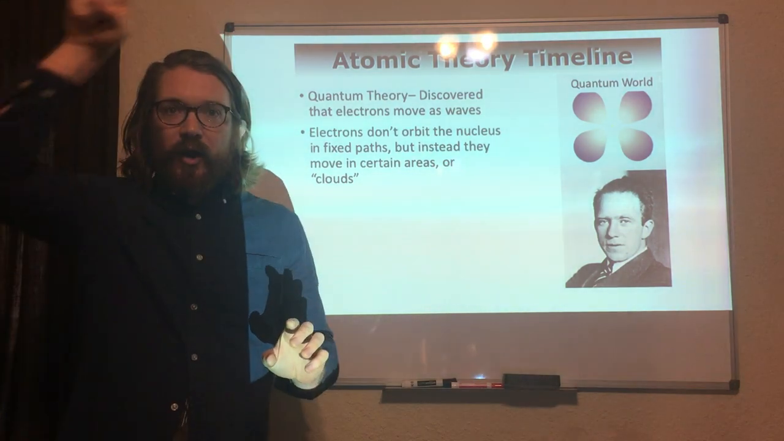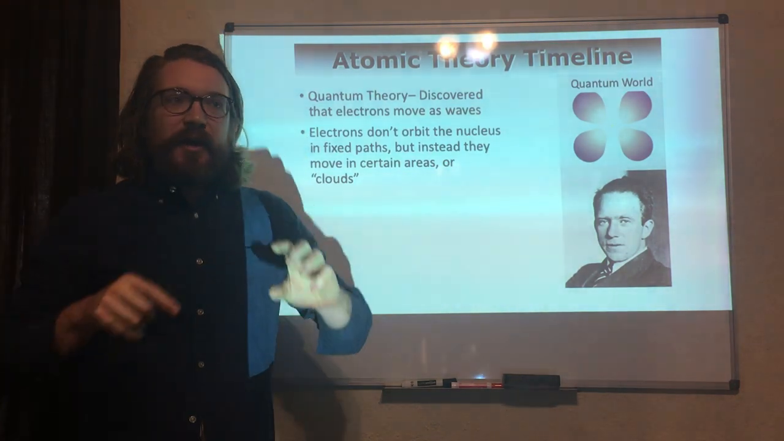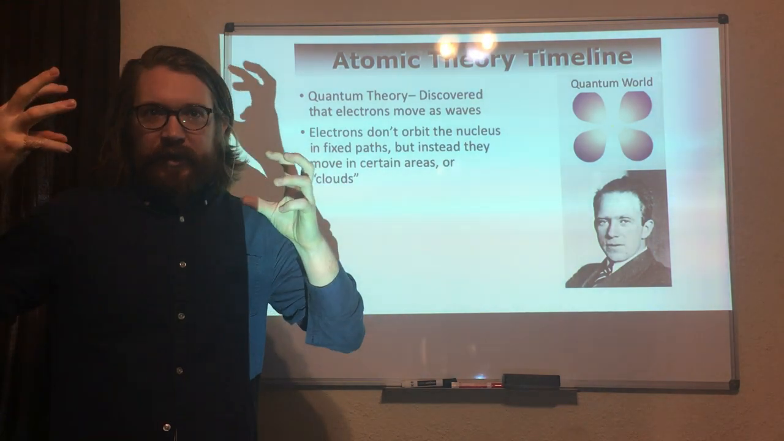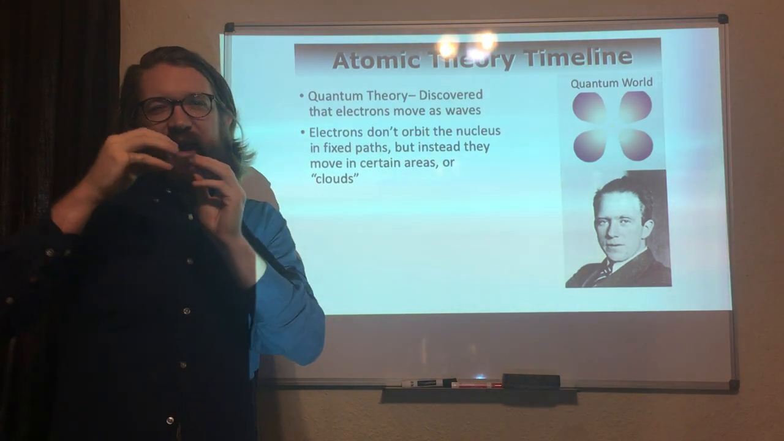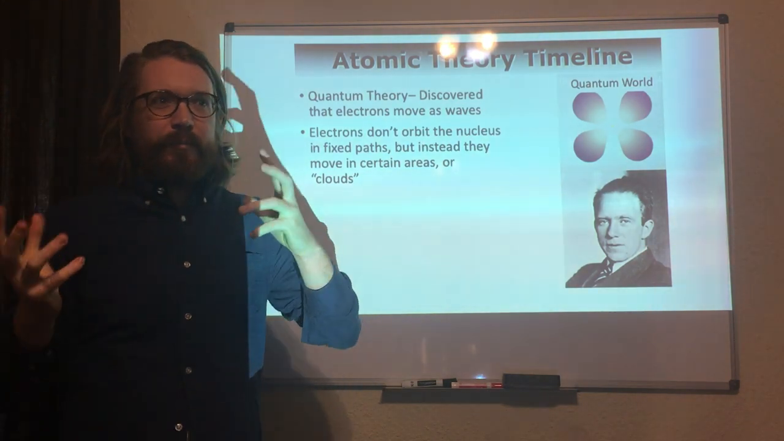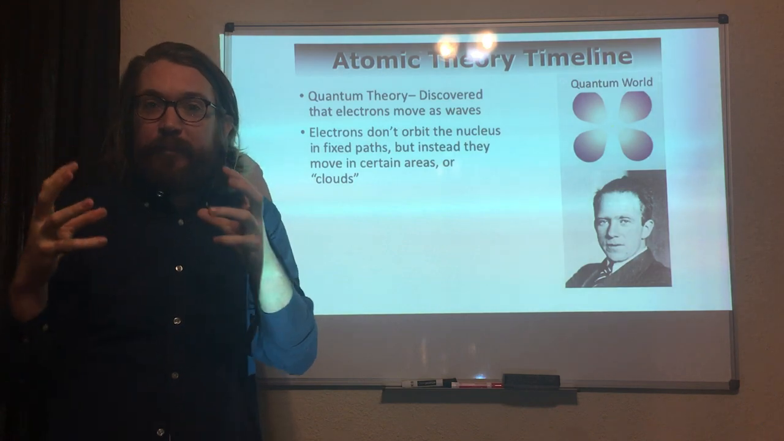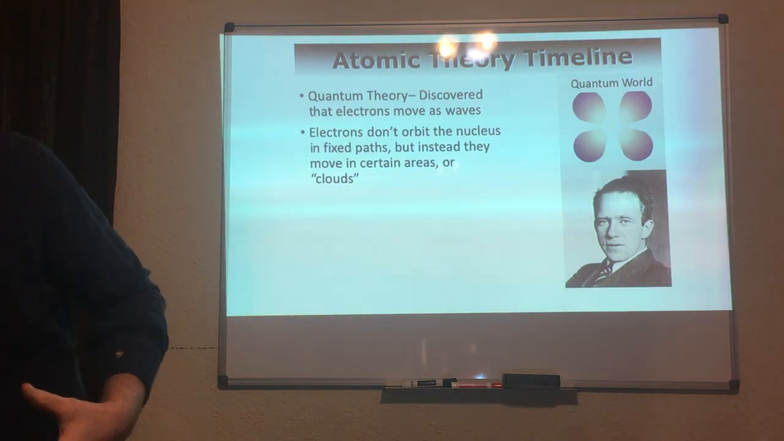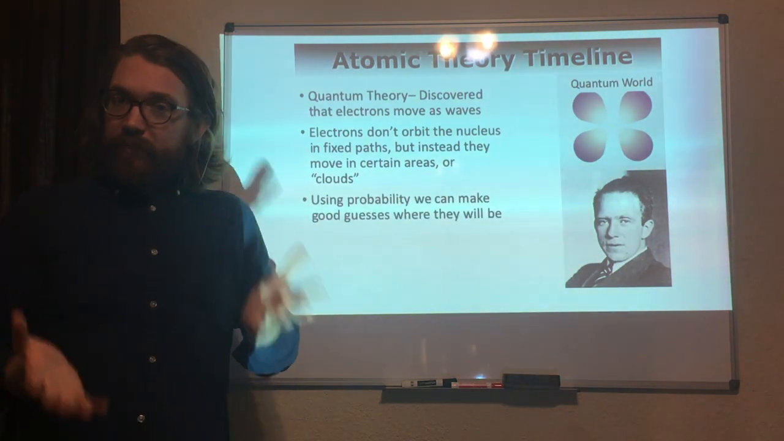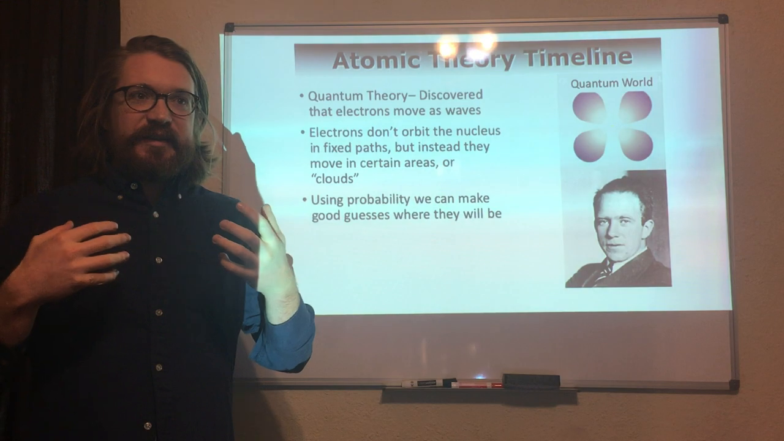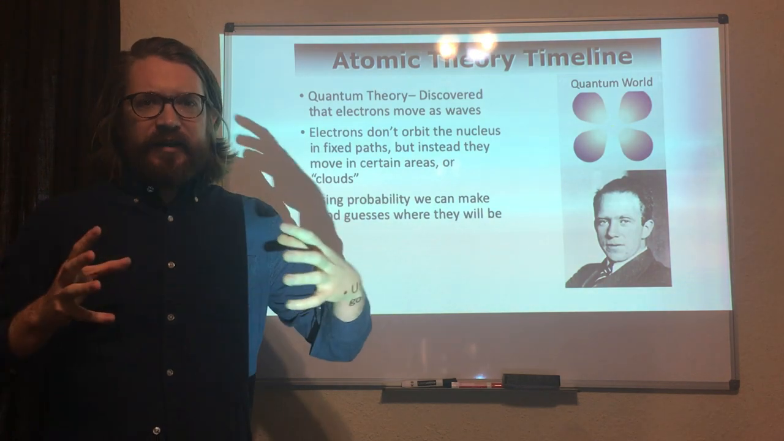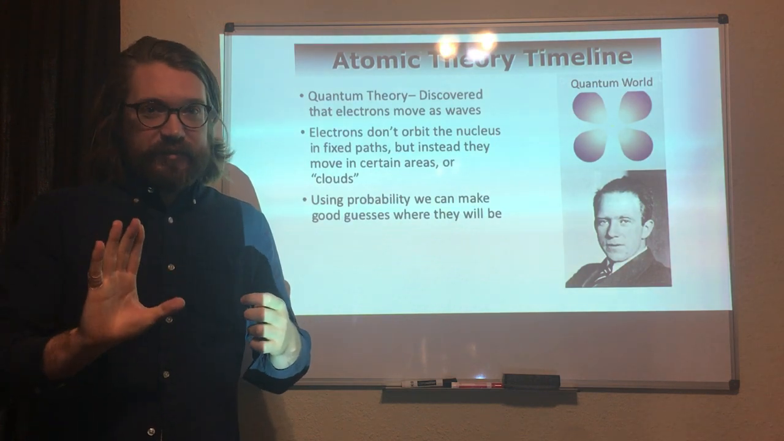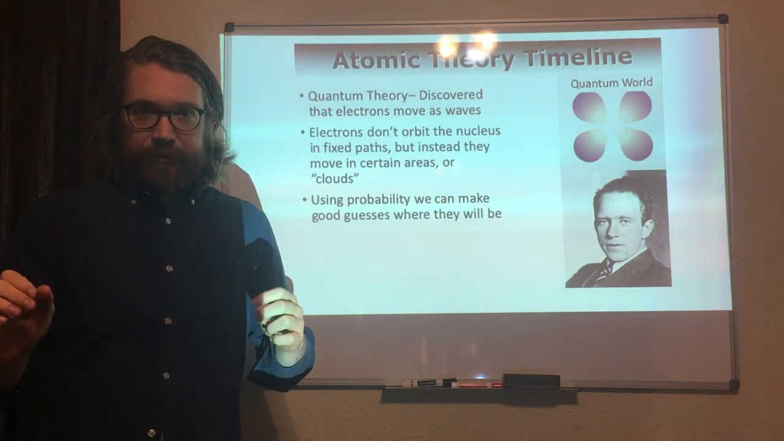They're not circling around a nucleus in this pretty little pattern. Instead, they exist in these kind of clouds, okay? So every electron has this area that it'll be somewhere in, but you're never 100% certain where it's going to be, okay? But using probability, using very advanced algorithms, we can tell with pretty decent accuracy where an electron's going to be.